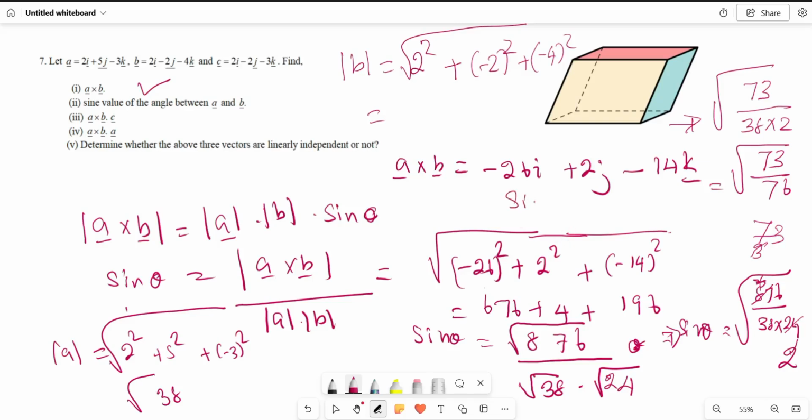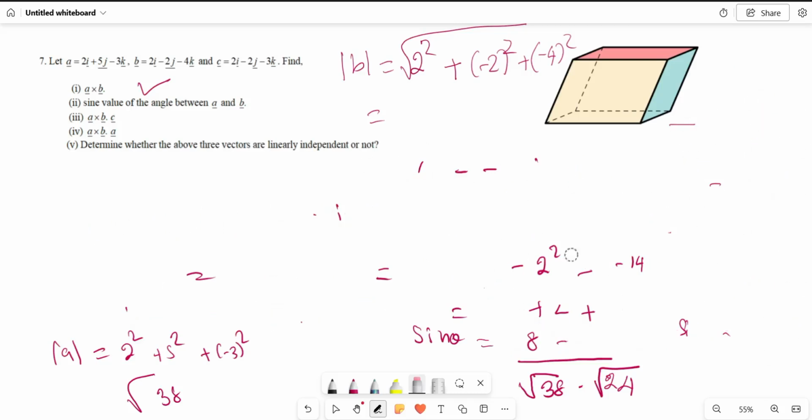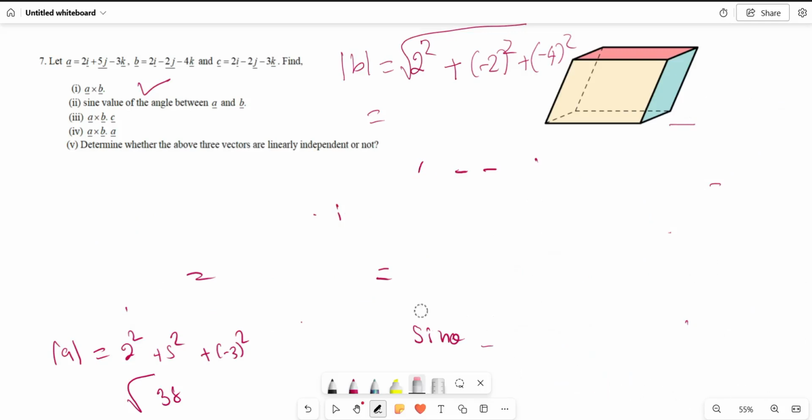Sine theta, you are getting the value as 0.9 something. 0.9. You can get the sine inverse value. That means it is the answer for theta. Theta equals sine inverse 0.9. Okay. So I will erase this one now. That's the way you get the calculation. Those things you can do with your own calculation methods.